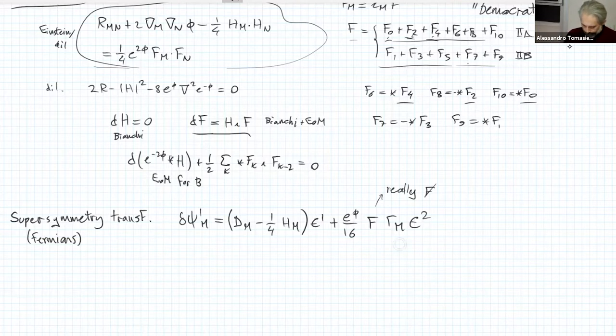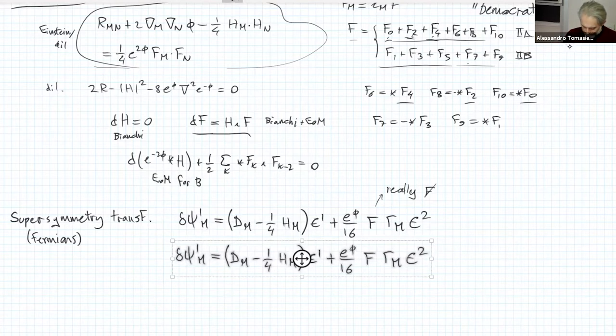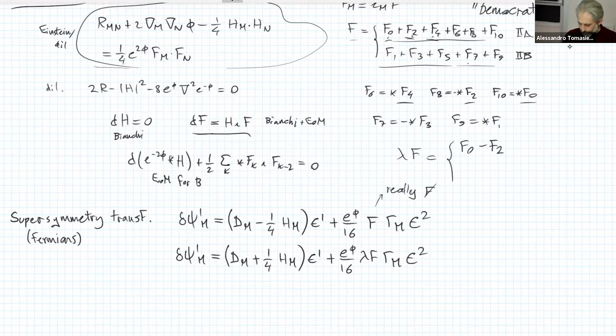The second gravitino transformation is very similar, hence my cut and paste. And here, I need to introduce a new friend. But have no fear, this is not particularly fancy. Lambda F is simply a sign. So you reverse the sign of F2, and not of F4, of F6, and of F10. Then to B, you reverse the sign of F3 and F7.